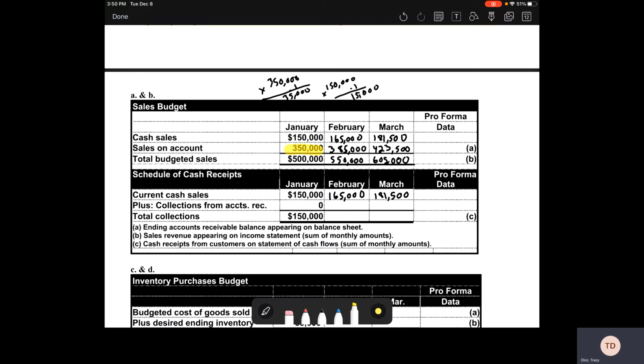And then in February, we're going to collect that 350,000 for a total collection of 515,000. And then in March, we are going to collect February's 385,000, for a grand total of 566,000. Oh, sorry, 566,500.